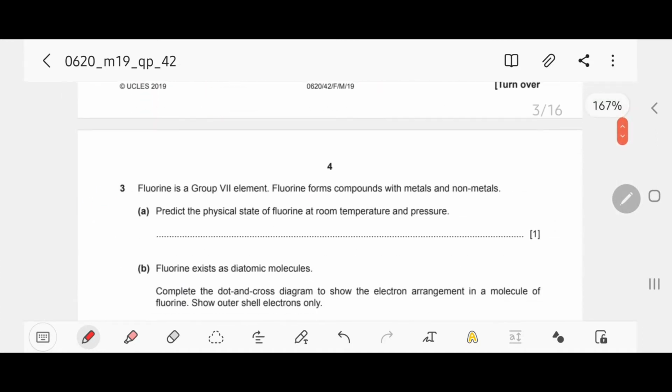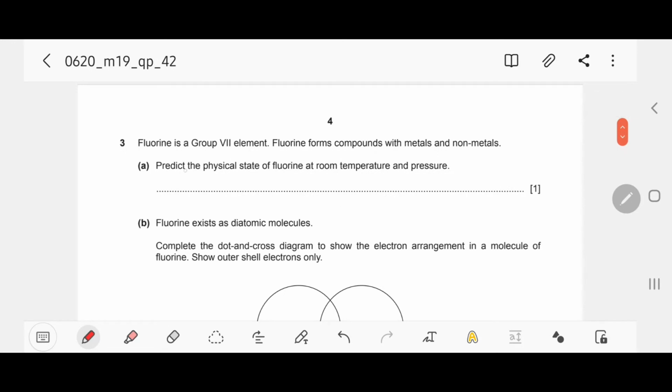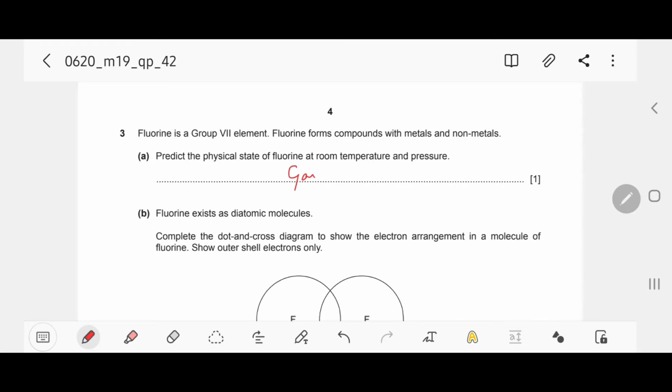So moving on, question number 3. Fluorine is a group 7 element. Fluorine forms compounds with metals and non-metals. Predict the physical state of fluorine at room temperature and pressure. As it is a group 7 element, and it forms compounds with metals and non-metals, it's certainly a gas. So it certainly will be a gas.